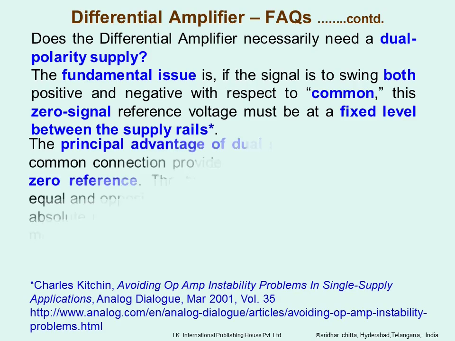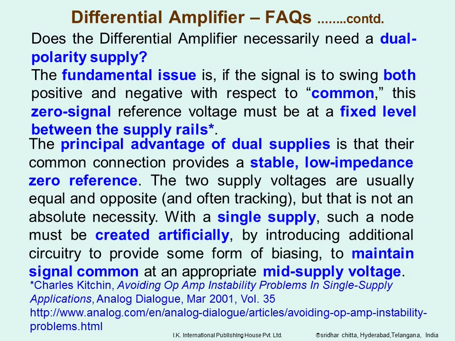The principal advantage of dual supplies is that their common connection provides a stable, low impedance, zero reference. The two supply voltages are usually equal and opposite and often tracking, but that is not an absolute necessity. With a single supply, such a node must be created artificially by introducing additional circuitry to provide some form of biasing to maintain signal common at an appropriate mid-supply voltage.